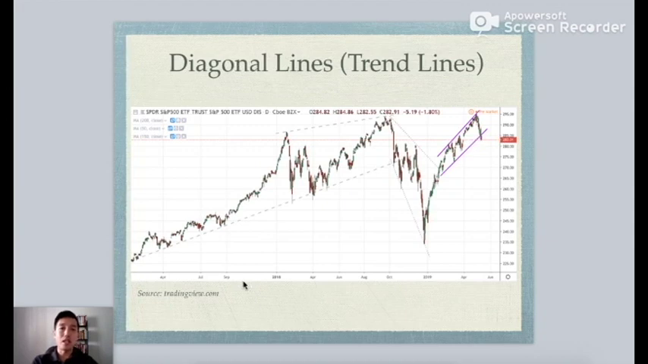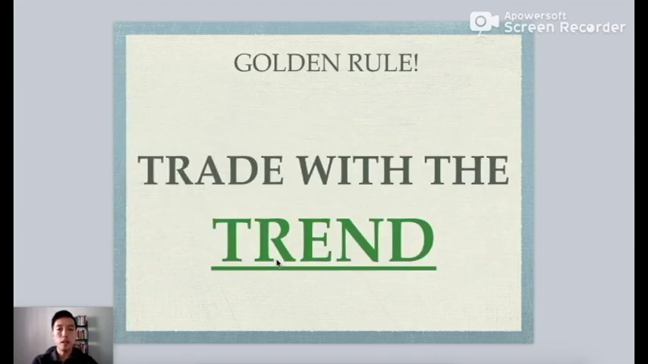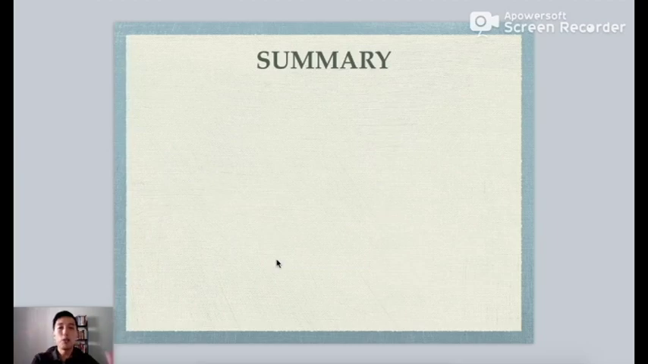Same thing likewise for trading using technical analysis in the market. If you are not with the trend, you are always against the trend, you are going against the strength of the market, right? It's always a lot tougher for you. So always go with the trend. So that's the golden rule.